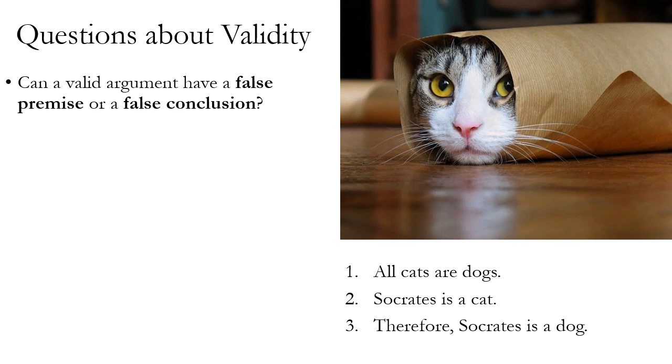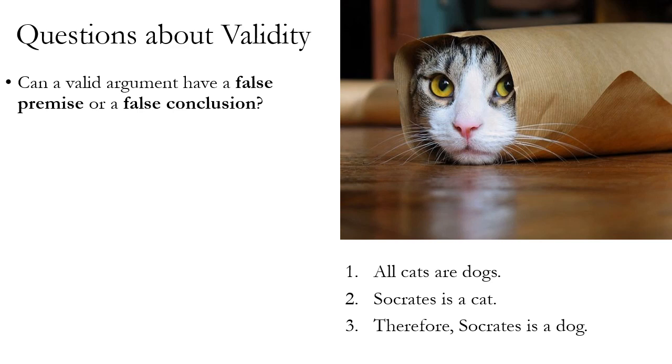The answer is yes. Actually, it's possible for a valid argument to have both a false premise and a false conclusion. So here's an example. All cats are dogs. Socrates is a cat, therefore Socrates is a dog. What makes this argument valid is that if the premises were true, then the conclusion would have to be true. So that comes back to the hypothetical definition of valid. The word "if" appears in the definition. It's not saying that the premises of a valid argument are true. What makes the argument valid is that if it turns out the premises are true, then it would also have to be the case that the conclusion is true.